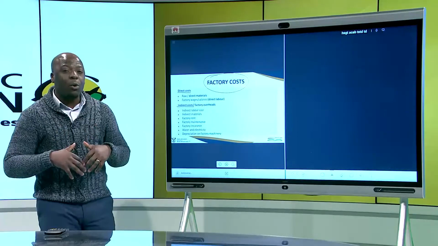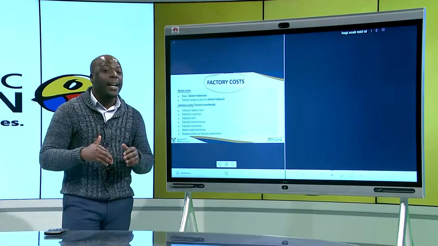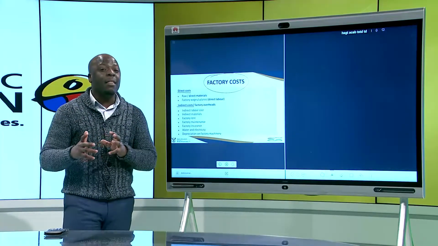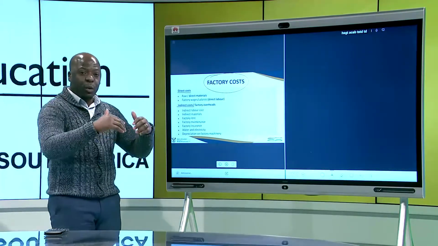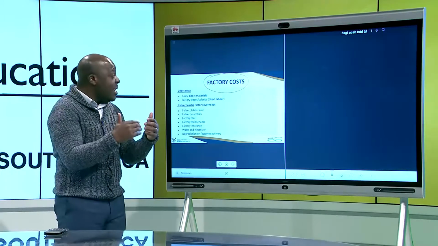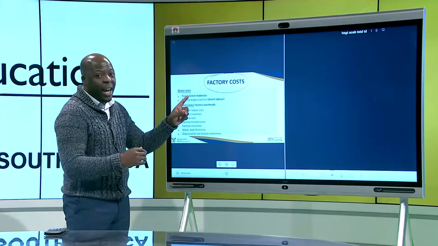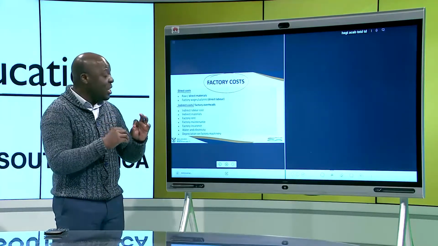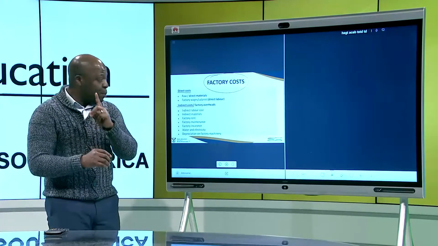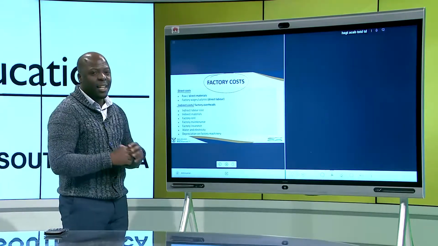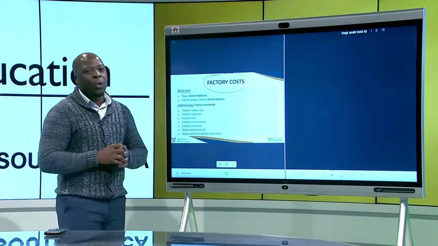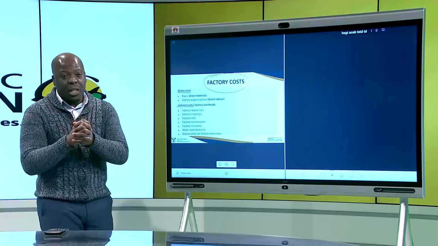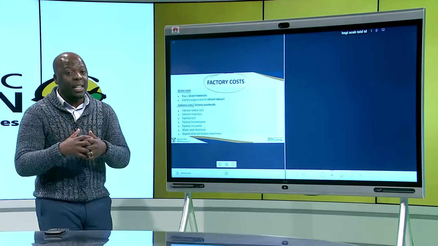Direct costs, these are costs that you can easily identify in the finished product. In other words, when you look at a finished product, you can easily identify what has been put in that particular product. That speaks to your direct costs. So direct costs are items that have been put in the product that you can easily identify.